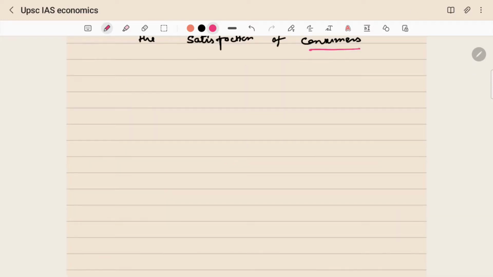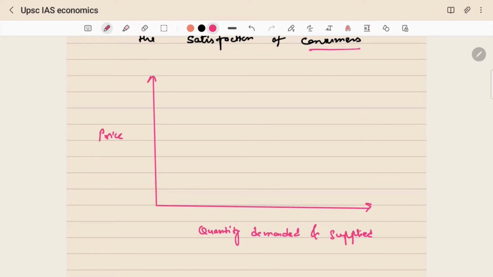Let us study this with the help of the demand curve and supply curve, which we have studied in the previous classes. Now in this graph on the x-axis we have both quantity demanded and quantity supplied, क्योंकि मैं इस ग्राफ में demand curve and supply curve दोनों को शो करूँगा. And on the y-axis I have the price. So first let us draw the demand curve and then let us draw the supply curve.